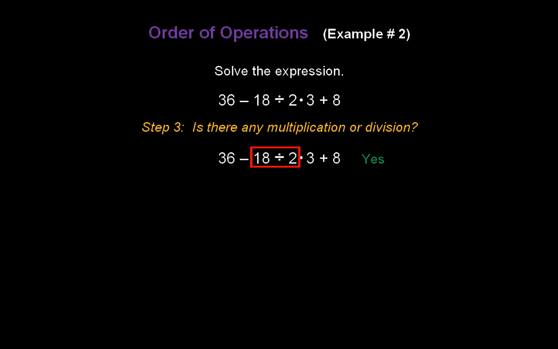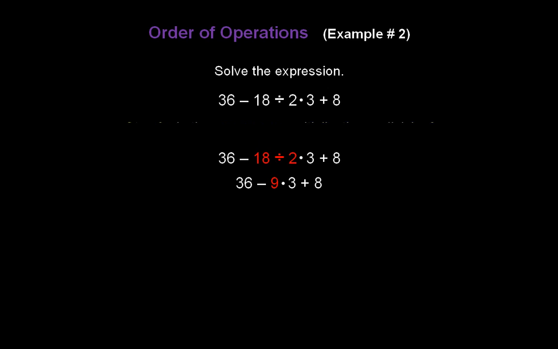We have 18 divided by 2. And we have 2 times 3. So which one are we going to do first? Well, remember, we do them in order from left to right, just like reading a book. So we're going to do 18 divided by 2 first. Let's rewrite the expression, and we're going to replace 18 divided by 2 with 9. So now we have 36 minus 9 times 3 plus 8.